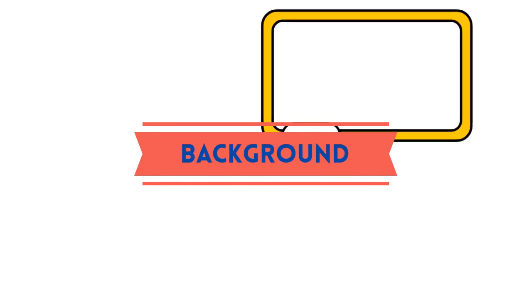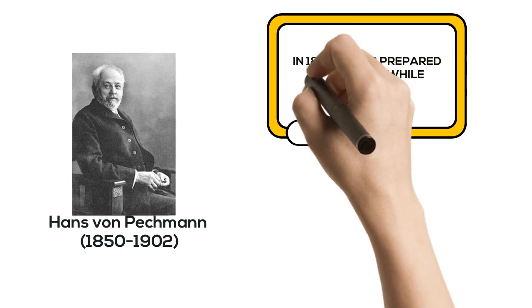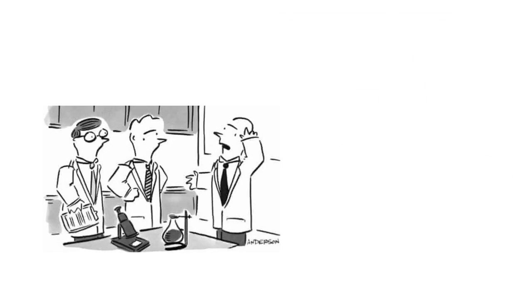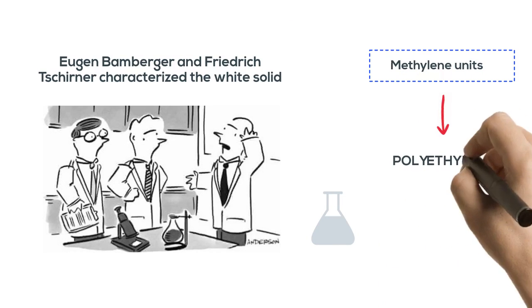The initial synthesis of polyethylene is attributed to many. In 1898, Hans von Pechmann prepared it by accident while heating diazomethane. His colleagues Eugen Bamberger and Friedrich Tschirner characterized the white solid as containing methylene units and called it polyethylene.